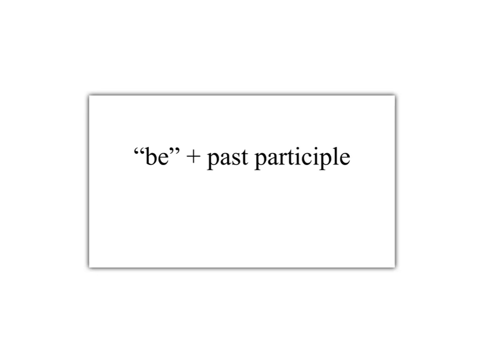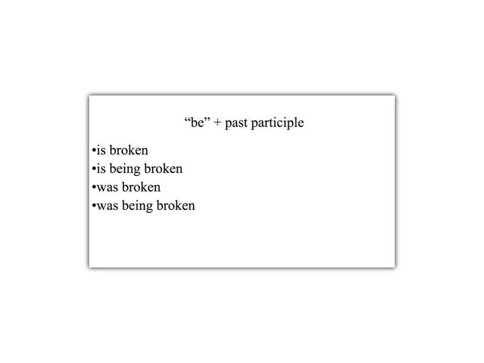To form the passive voice, we always use some form of be plus the past participle. Remember, the past participle is sometimes thought of as the third form of the verb. Remember, we can use the passive voice in all the different tenses. So here we have 4 of the tenses. The first one is present. If the verb is break, the passive form has be, is, plus the past participle, broken, is broken.